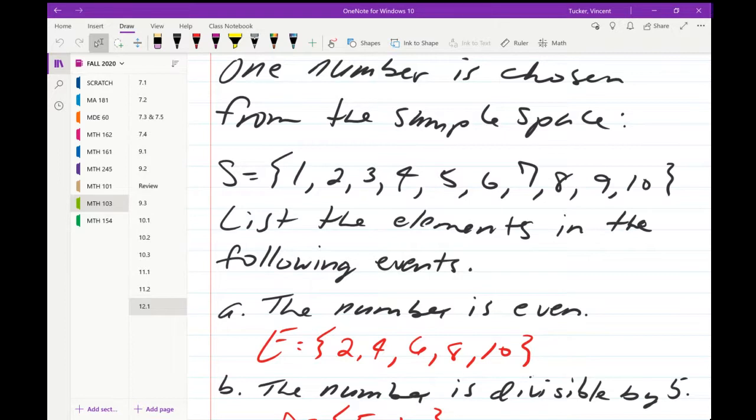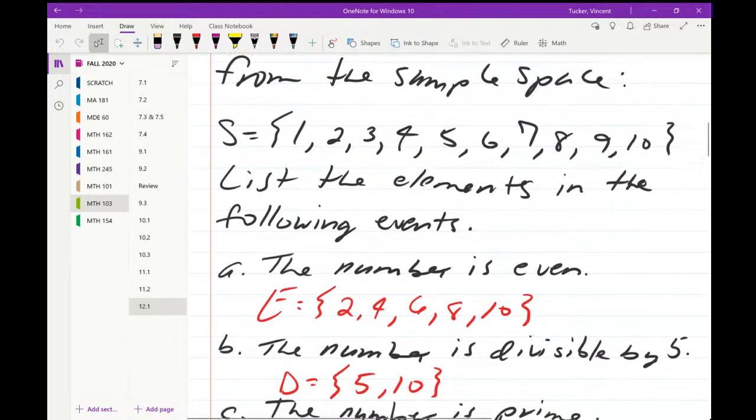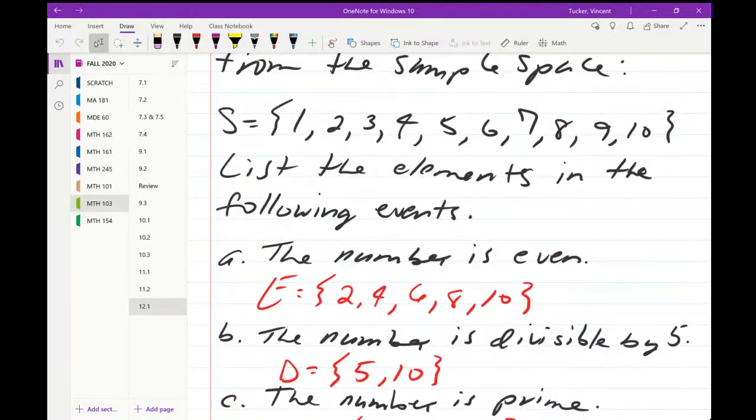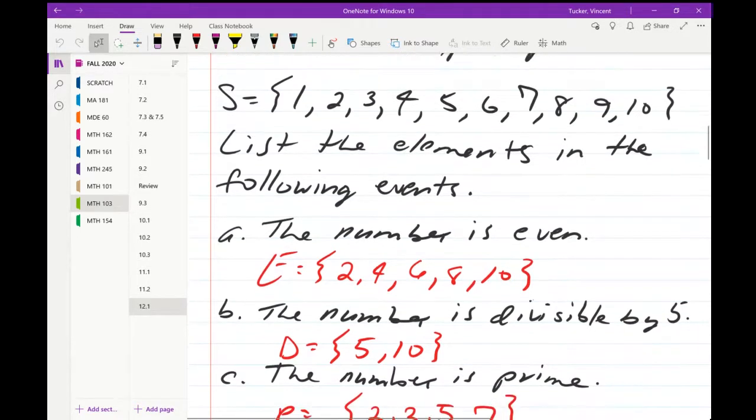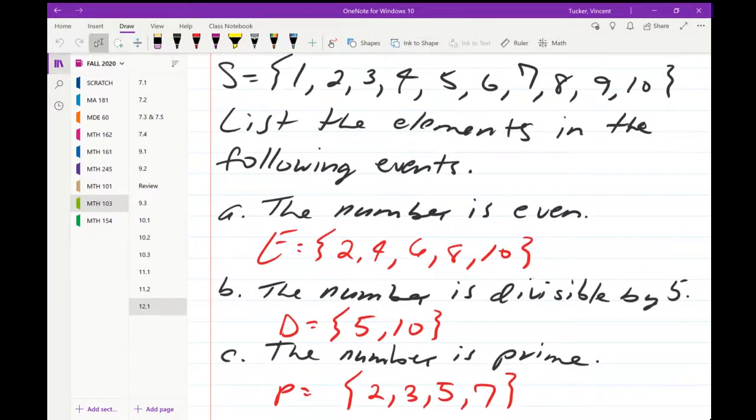If the event is being divisible by 5, the only numbers that are divisible by 5 are 5 and 10. So you talk about the numbers in the sample space that are divisible by 5. And the third one, the number that is prime. The prime numbers in the sample space are 2, 3, 5, and 7. Talk about numbers that are divisible by 1 and itself.